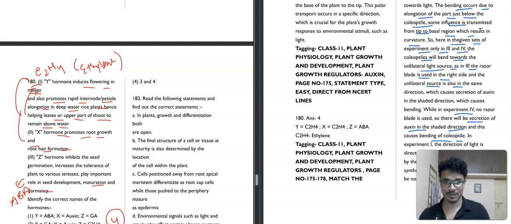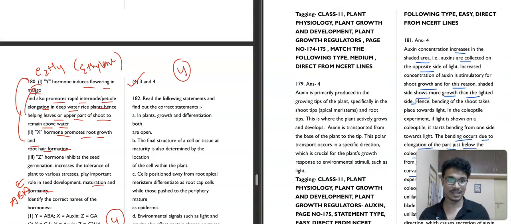You can also read the explanation here. Main concept is that the auxin concentration increases in the shaded area. That means the auxin is collected on the opposite side of the light. Then question number 182.